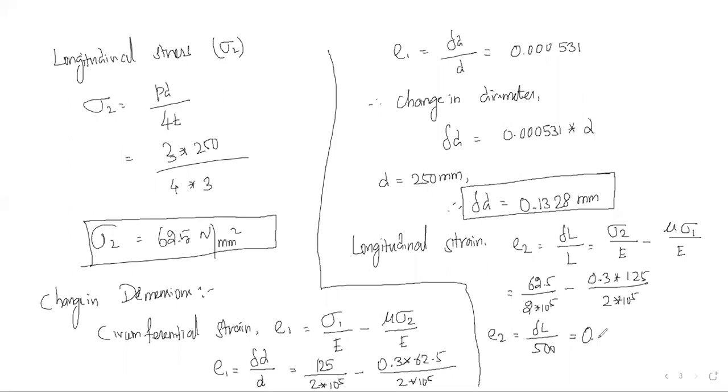So it becomes 0.000125. Therefore, change in length becomes this answer multiplied with 500, which is nothing but 0.0625 mm. So this is our change in length value. Okay, so still we can have another thing, that is volumetric strain or change in volume we need.